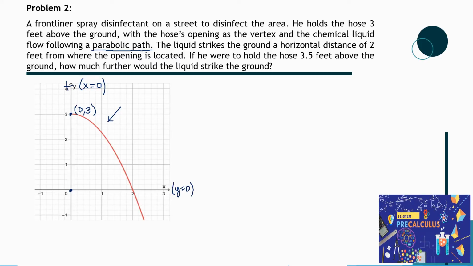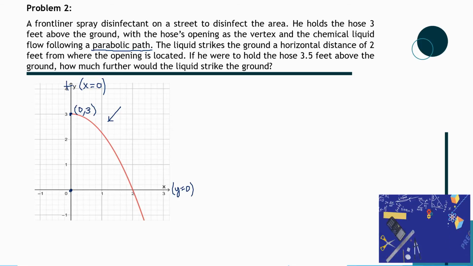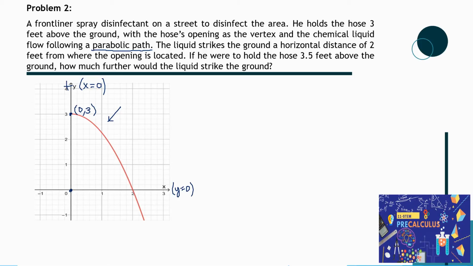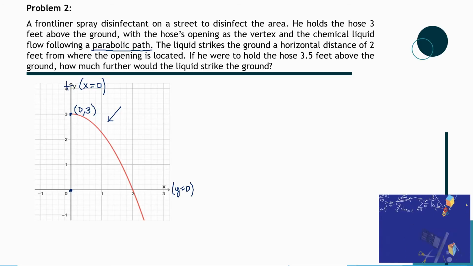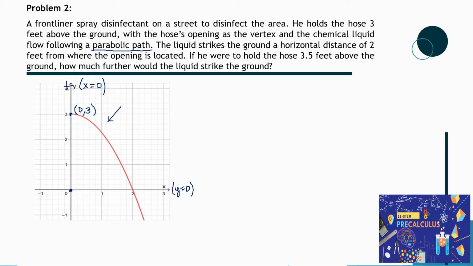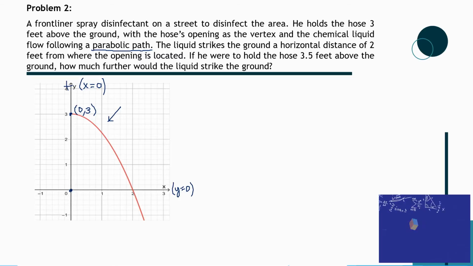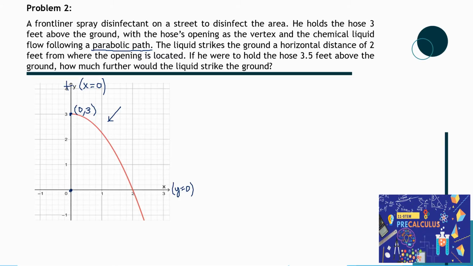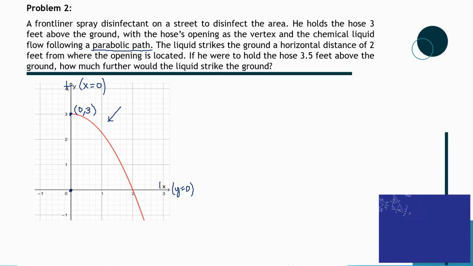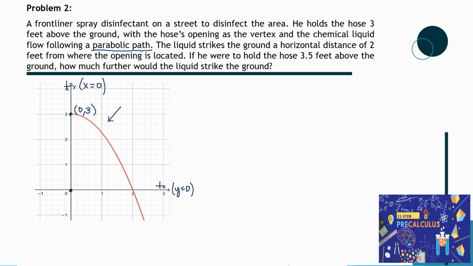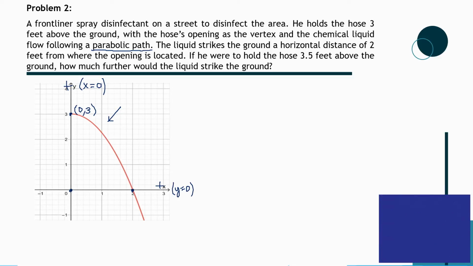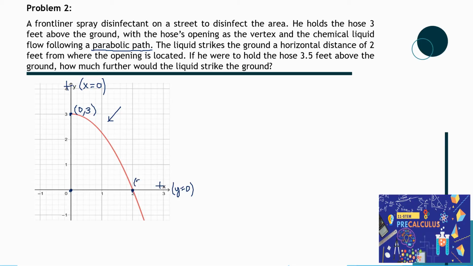So this horizontal line right here, the x-axis, where y is equal to 0, corresponds to the ground. It was mentioned in the problem that the liquid strikes the ground a horizontal distance of 2 feet from where the opening is located. So if the x-axis represents the ground in this illustration, and the vertex of the parabola represents the opening of the hose, then it follows that the parabola intersects the positive x-axis at 2 units. Or in simple words, it passes through the point (2, 0).